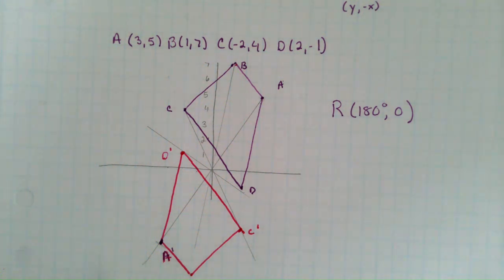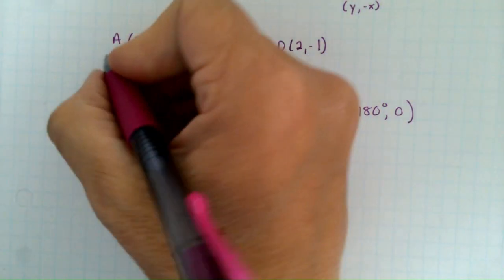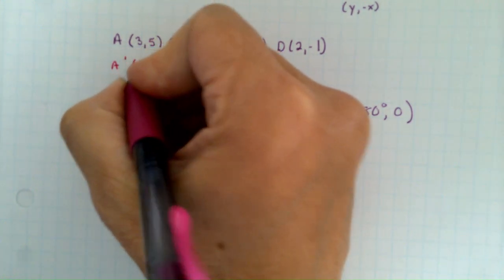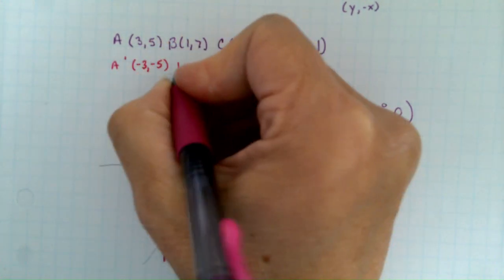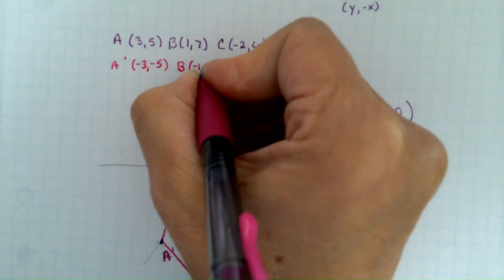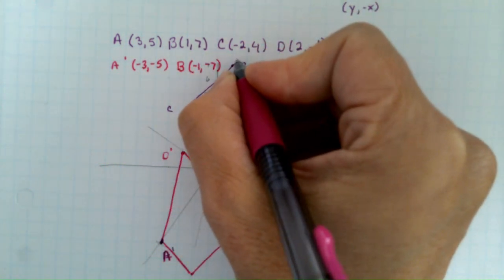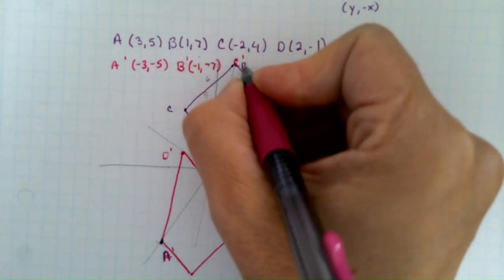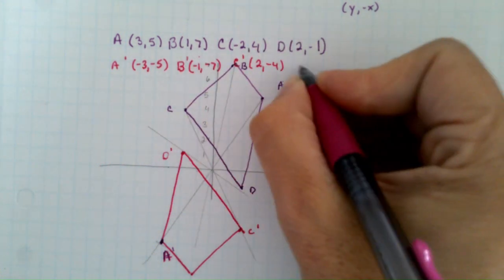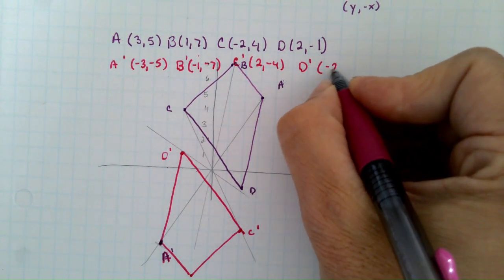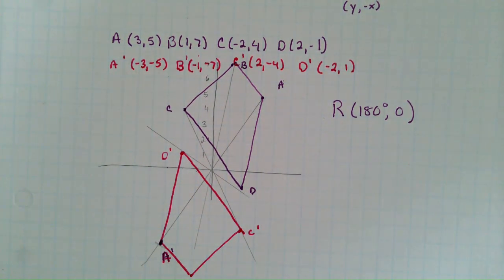So we can actually see that A became left 3, down 5. B became down 1, down 7. Sorry, right 1, left 1. C became right 2, down 4. And D became left 2, up 1. So when you're rotating around the origin, especially if it's a 90, a 180, or 270, your numbers are going to hold pretty well. They just might flip-flop. They might change signs, things like that.